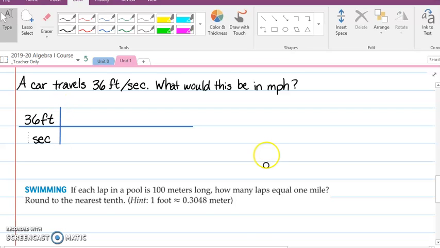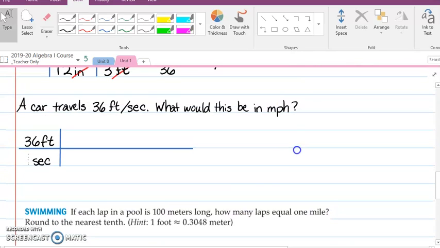So it's time to start converting. Now, off to the side, I'm going to put my goal. My goal is to get MPH. What does MPH stand for? That stands for miles per hour. So I'm trying to get miles on top and hours on the bottom. That's my goal. I currently have feet, but I wish they were miles.